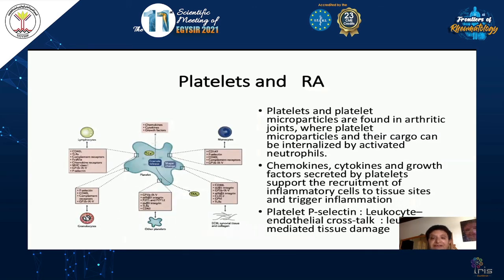Platelets and platelet microparticles are found in arthritic joints, where platelet microparticles and their cargo of tissues, of membrane, of receptors can be internalized by activated neutrophils. Chemokines, cytokines, and growth factors secreted by platelets support the recruitment of inflammatory cells to tissue sites and trigger inflammation. Then there's the platelet P-selectin, which can interact with the leukocytes, causing a leukocyte endothelial crosstalk and cause leukocyte-mediated damage.